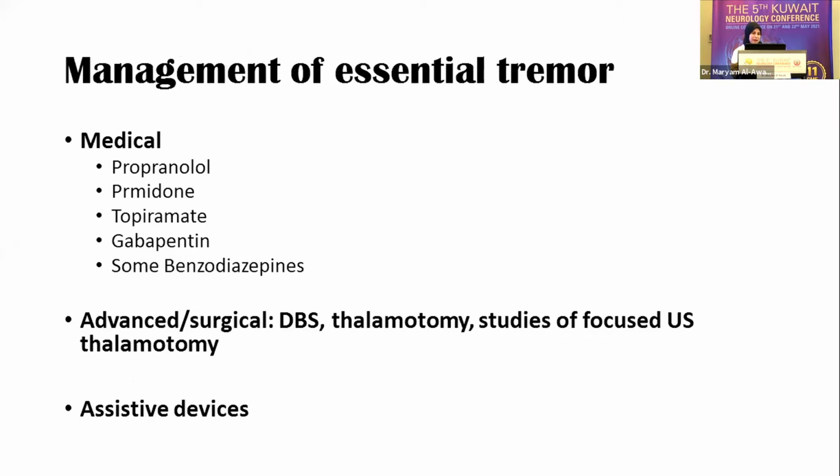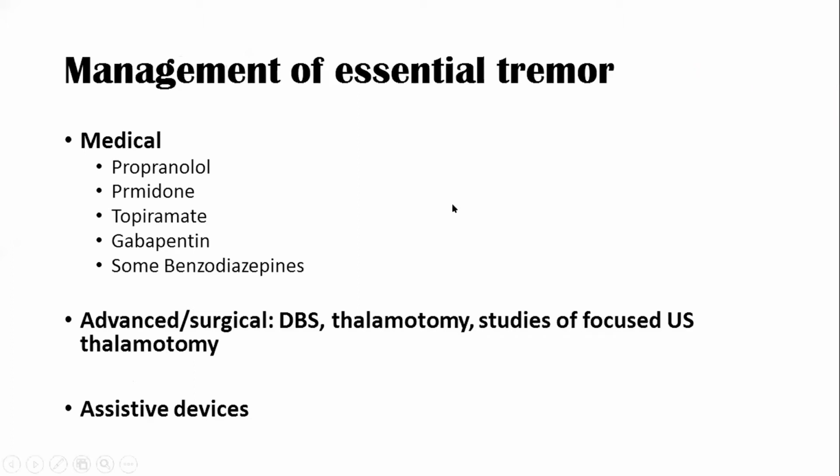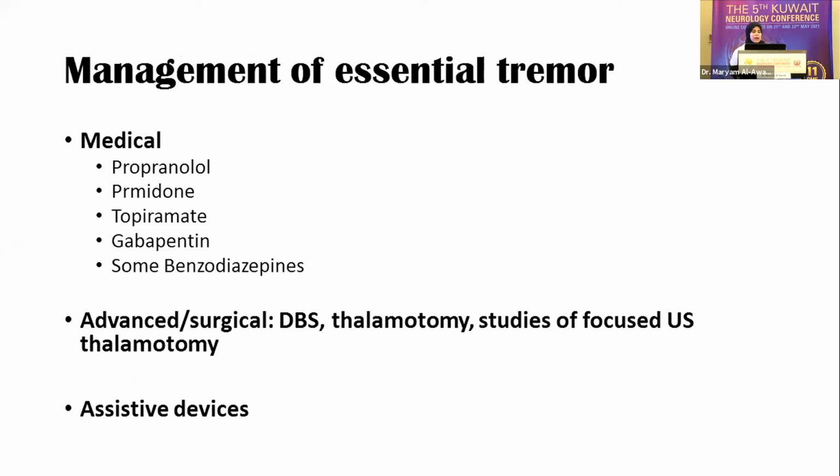This is my last slide, management of essential tremor. It includes medical treatment as well as assistive devices. Assistive devices can help make the lives of the patients easier. They can include some special utensils or pens to use in daily life. Medical treatment includes, most commonly, propranolol, a beta blocker, and primidone. They can have very good results. Other agents include benzodiazepines and topiramate. In advanced refractory cases, we can use deep brain stimulation, and there are many studies now on focused ultrasound thalamotomy.